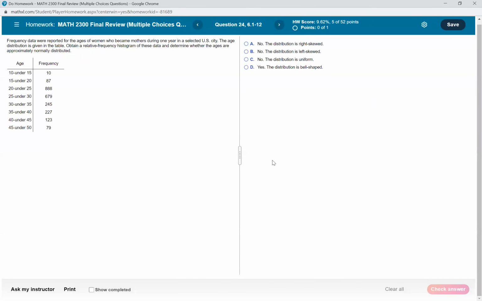Frequency data were reported for the ages of women who became mothers during 1 year in a selected US city. The age distribution is given in the table. The frequency for ages 10 to under 15 is 10, and for 15 to under 20 it is 87. Now we need to determine the shape of the distribution. How do we determine the shape?